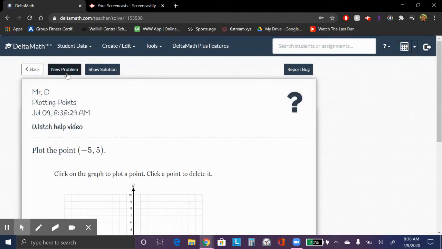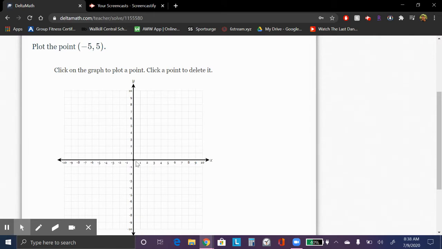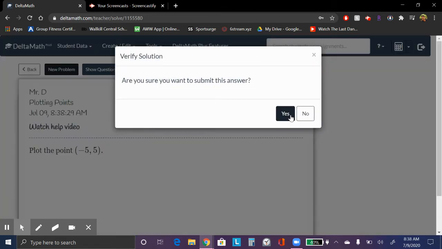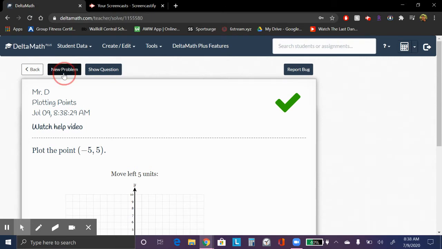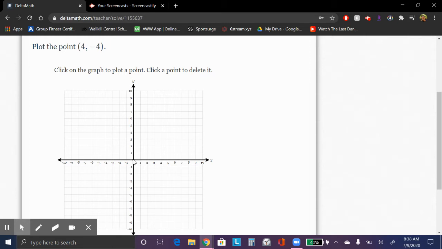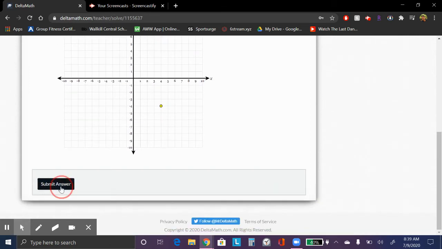Okay, let's look at another one. (-5, 5). That means from the middle, I go left 5, up 5. Left 5, up 5. And that's in the second quadrant. (4, -4). From the middle, I'll go right 4, and then -4 means I go down 4. And that will be in the fourth quadrant.